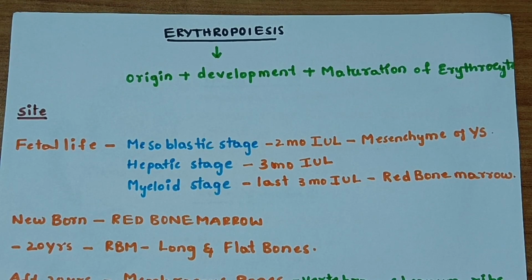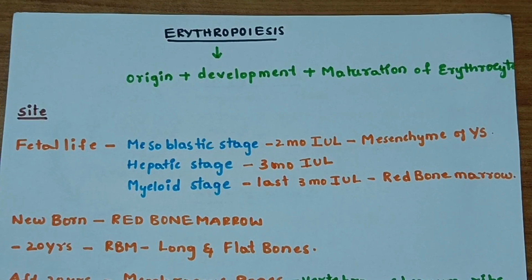Today we are going to see erythropoiesis. In the last class we completed the RBC, the site of production, morphology and fate of RBC, and today we are going to see the process of development of RBC.